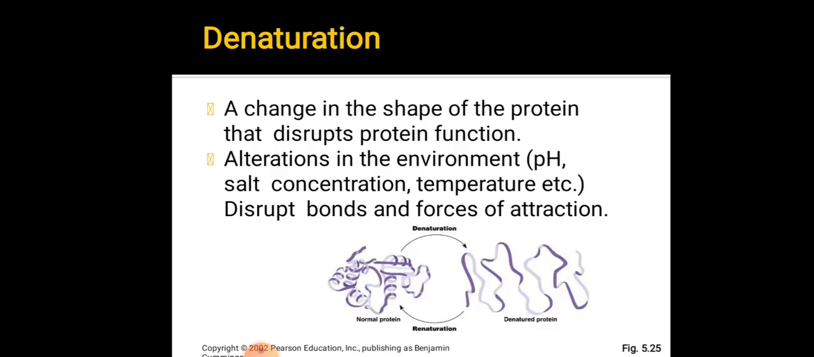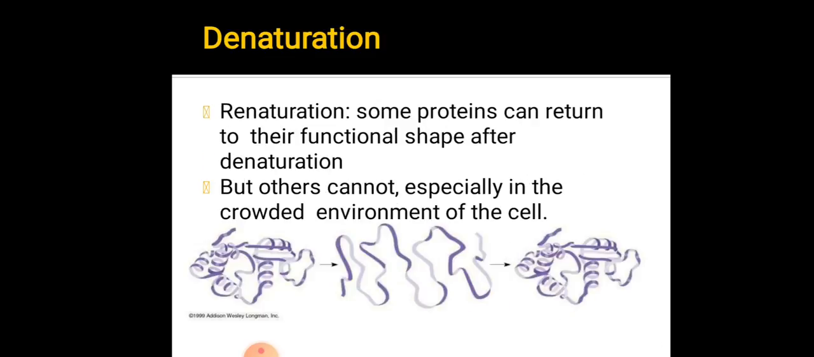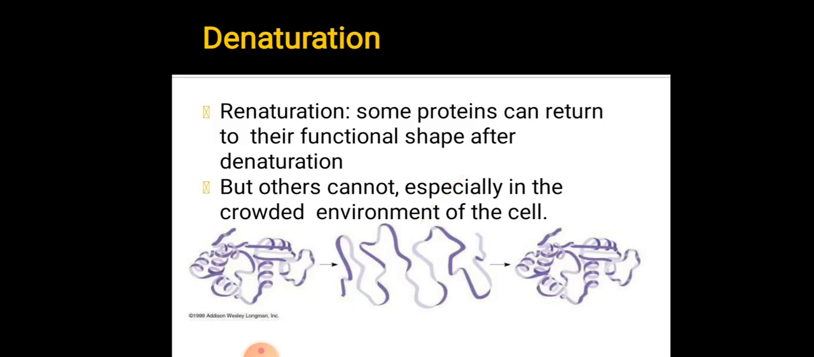Denaturation is a change in the shape of the protein that disrupts the protein function. It is caused by an alteration in the environment, that is pH, salt concentration, or temperature. It disrupts bonds and forces of attraction and causes denaturation. Normal protein to denatured protein can be reversible. Renaturation: only some proteins can return to their functional shape after denaturation, but others cannot, especially in the crowded environment of the cell. Thank you very much for your patience in listening.